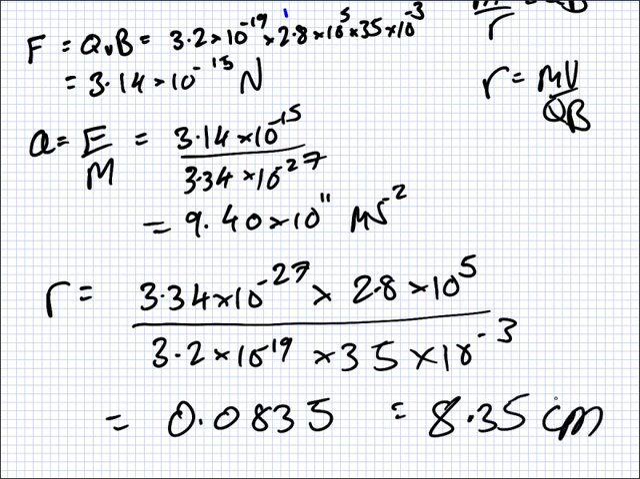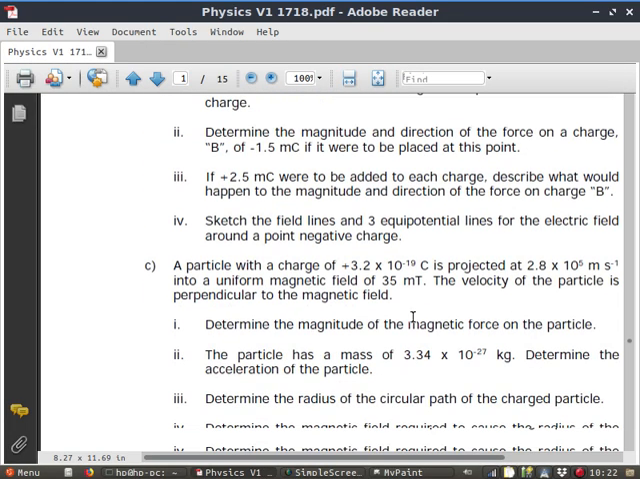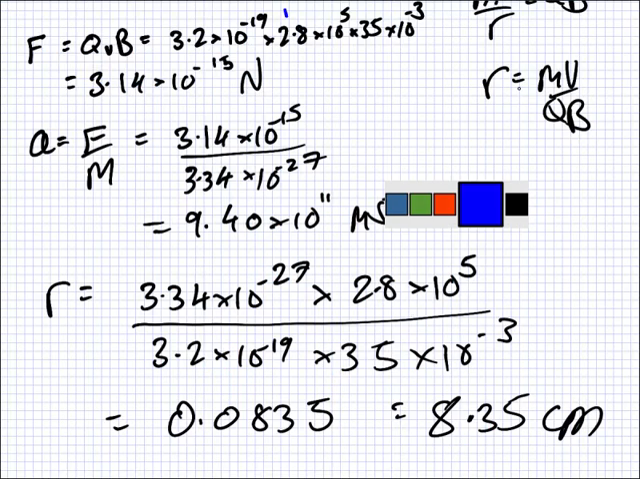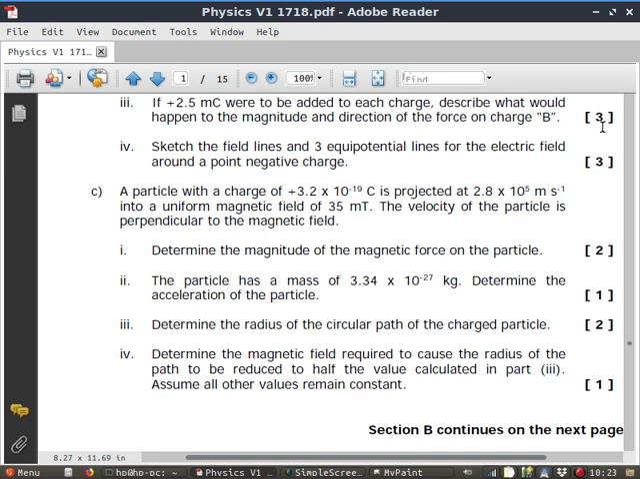Okay. And lastly, you want the radius to be half. What should you do to the magnetic field? So if you want this to be half, then what do you do to B? Double. Double, very good. Okay. Next question now.